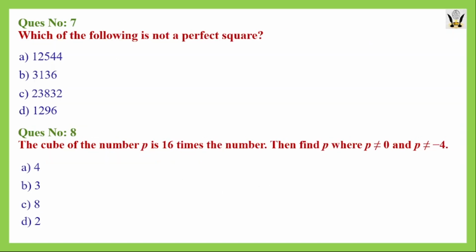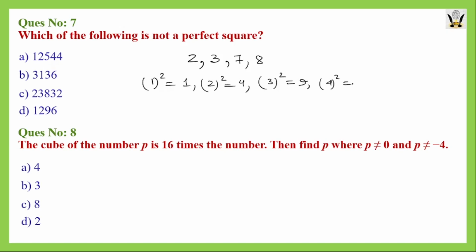Now in the next question, which of the following is not a perfect square? We know that a perfect square never ends in 2, 3, 7 and 8, right? Because the square of 1 is 1, of 2 it is 4, of 3 it is 9, of 4 it is 16, of 5 it is 25, of 6 it is 36. So you will never get 2, 3, 7, 8 at units place in a square value. So we have to see the options.